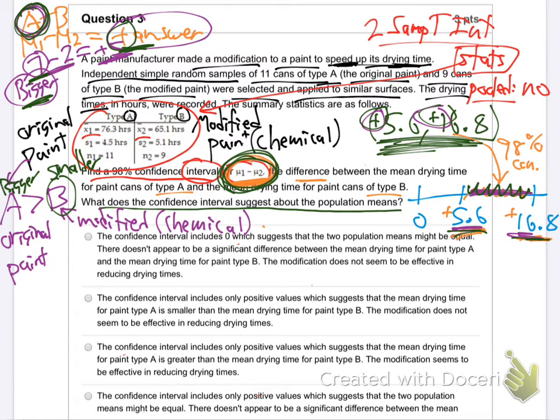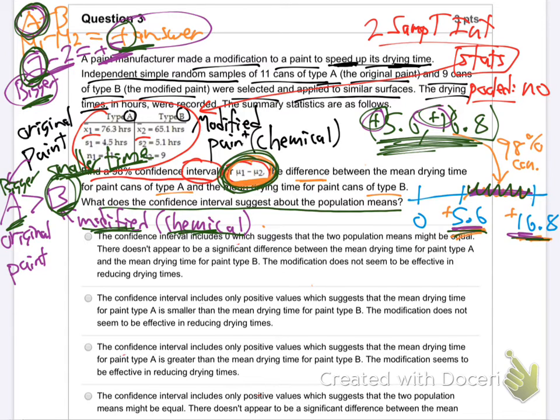That means A is bigger. The only way to subtract two things and get a positive answer is if the first number is bigger. So A is bigger, B is smaller, which means the chemically modified paint, B, is coming out with a smaller time. Well, that's perfect. That's what we want. We want the chemically modified paint to come out with a smaller time. So that's what this confidence interval is telling us.